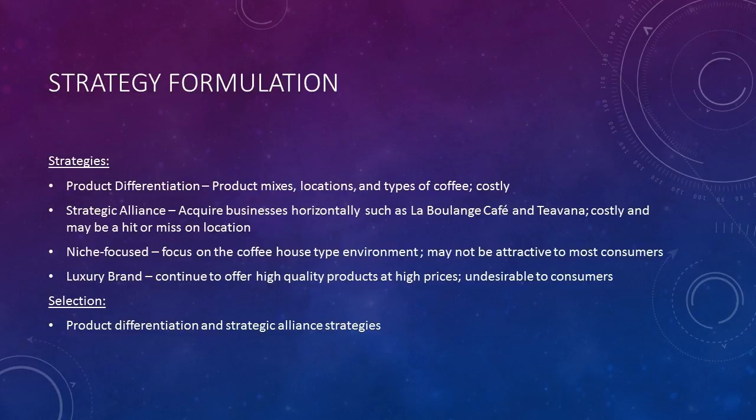The formulation of strategy. The selection that I went with was product differentiation and strategic alliance strategies. Now, with product differentiation, they're going to offer a vast amount of product mixes at a vast amount of locations. They're going to offer different types of coffee and different types of products. This may be a little costly to implement, but the outcome would be substantial.